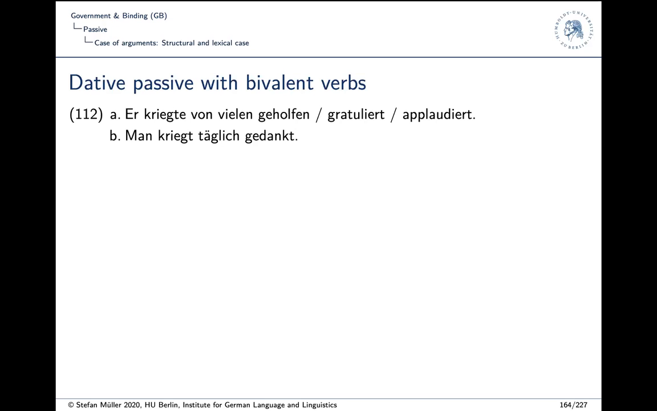So there are examples that were discussed in the literature. Er kriegte von vielen geholfen, gratuliert, applaudiert, or man kriegte täglich gedankt. So the question is whether they are well-formed, whether that is German or not.